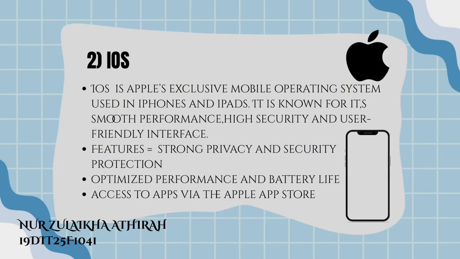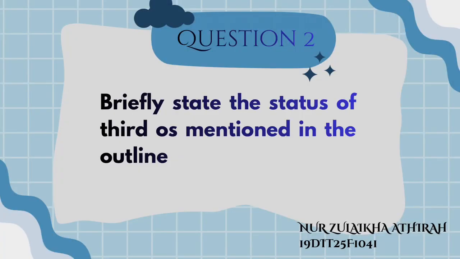And next, iOS. iOS is Apple's exclusive mobile operating system used in iPhone and iPads. It is known for its smooth performance, high security and user-friendly interface. Features include strong privacy and security protection, optimized performance and battery life, and lastly, access to apps via the Apple App Store.